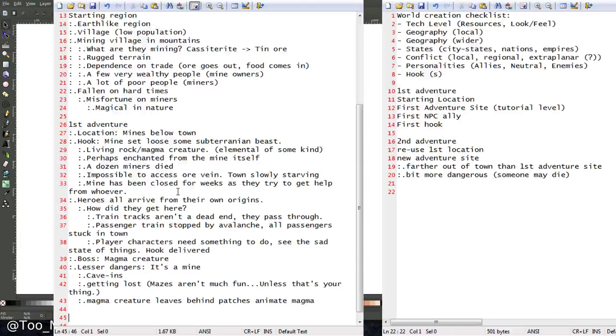So, I don't know. I'm kind of back and forth here, but I would say know what's in the place, but not necessarily precisely how it's arranged. That's what I'm going to say. Know what you have, but not necessarily how it's arranged. And have a map of the location.